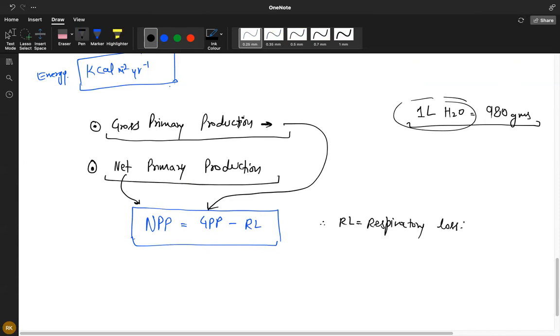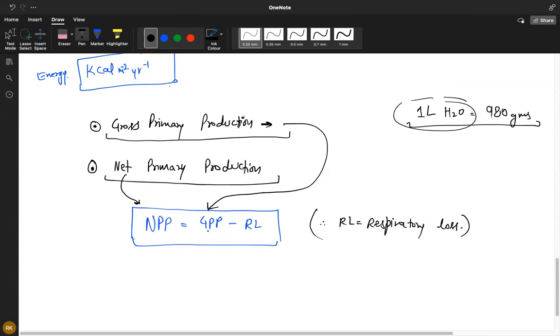Because when we are respiring, we are losing out CO2, right? And CO2 has a weight. Yes or no? People? Yes, sir. Great. So that's about productivity.